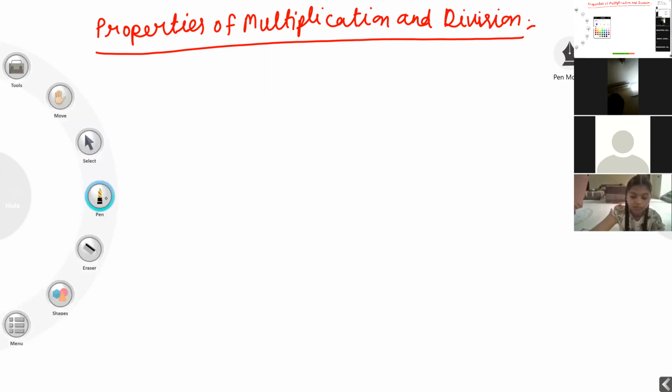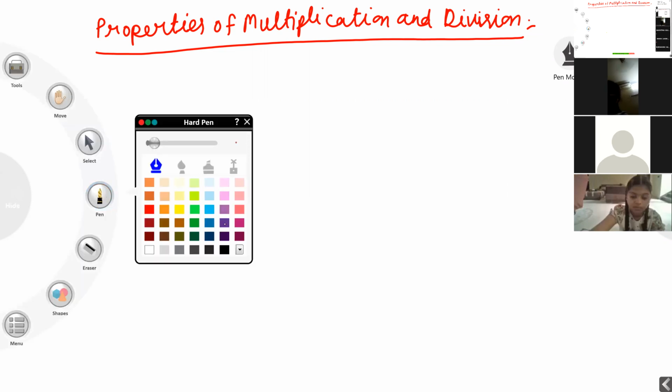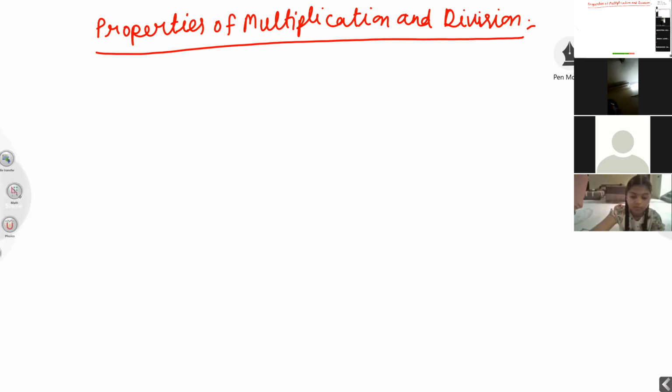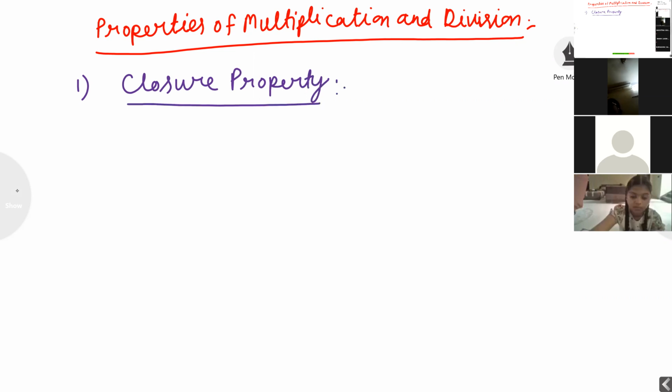Students, in properties of addition and subtraction, we learned the first property, closure property. Closure property we can apply in addition, subtraction, multiplication, but we can't apply in division. Listen carefully. Why can't we apply closure property in the case of division? Concentrate, everyone. Don't write, listen carefully.